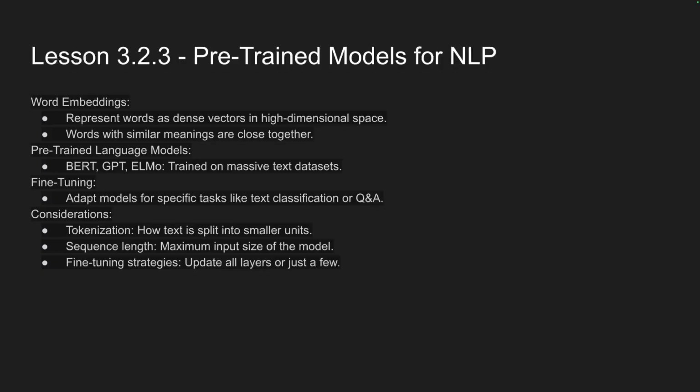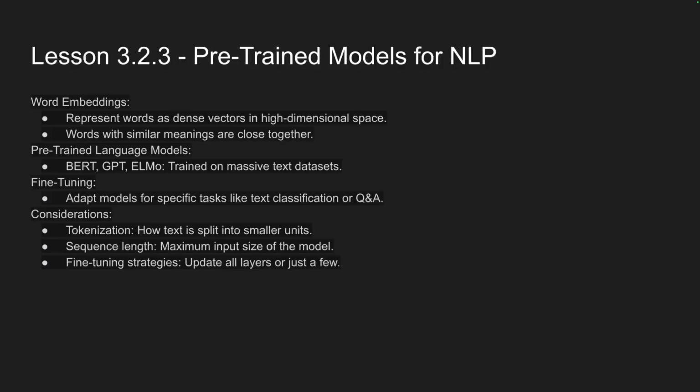Welcome back. If computer vision is about teaching machines to see, then NLP is about teaching them to read, write, and understand language. And just like in vision, pre-trained models play a huge role here. Let's start with word embeddings.